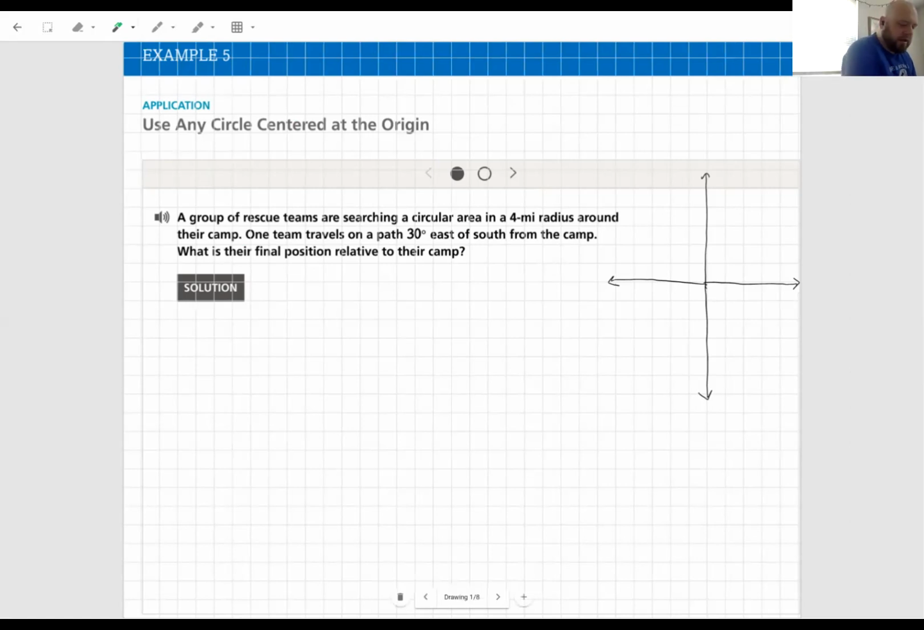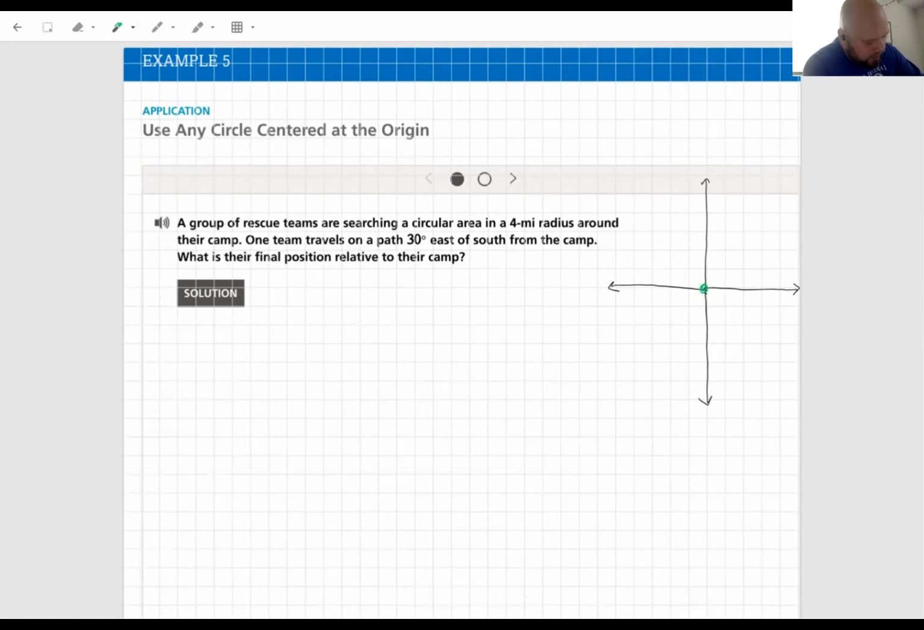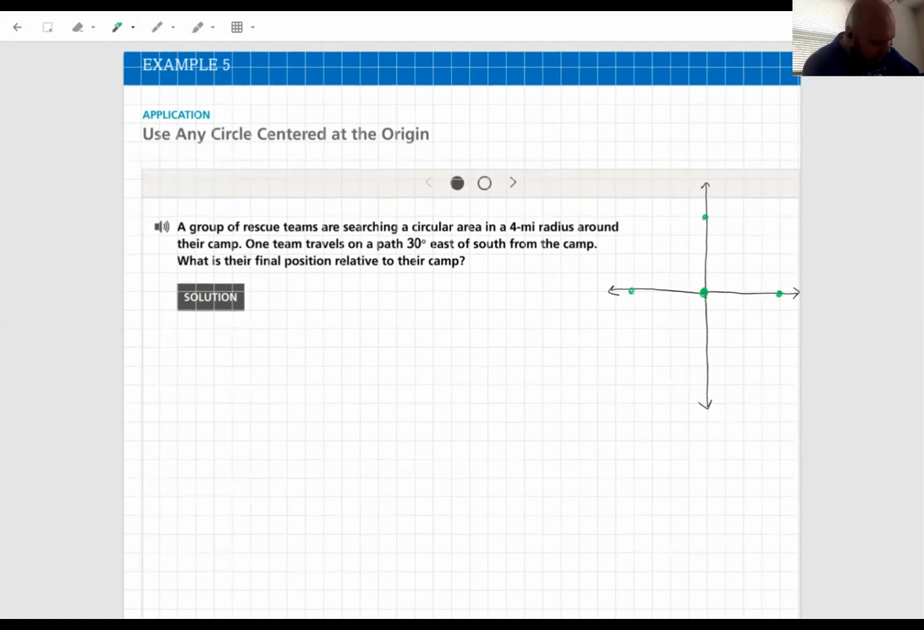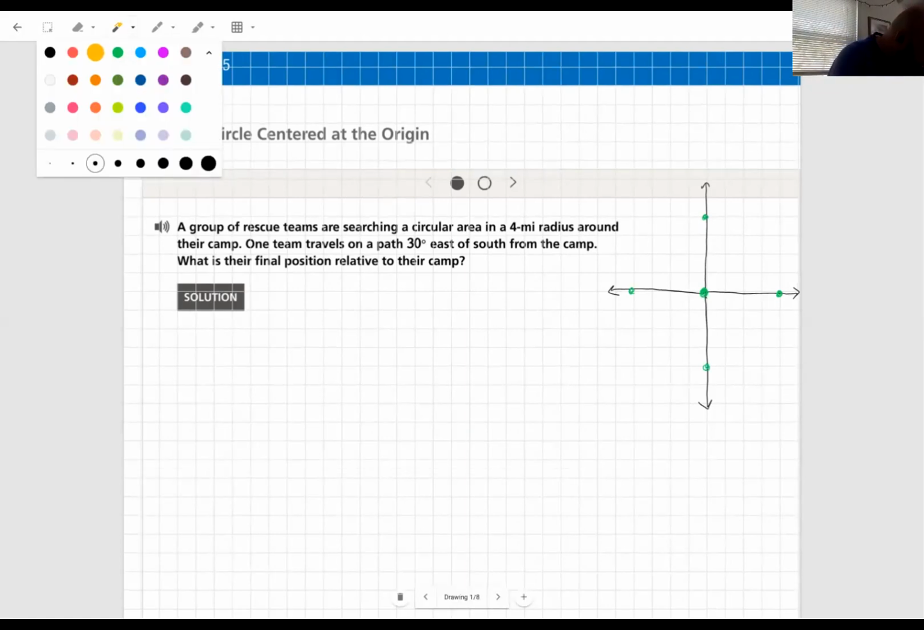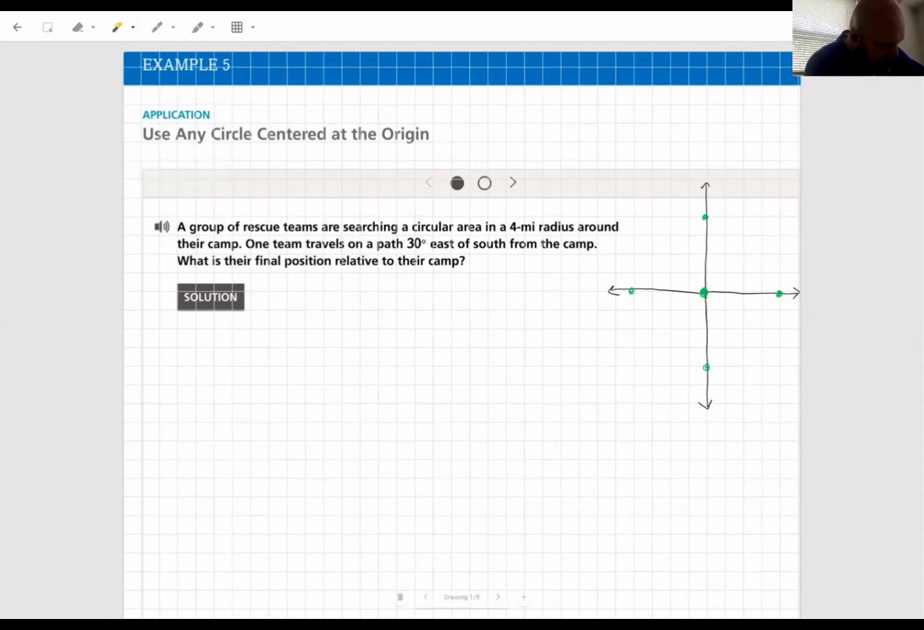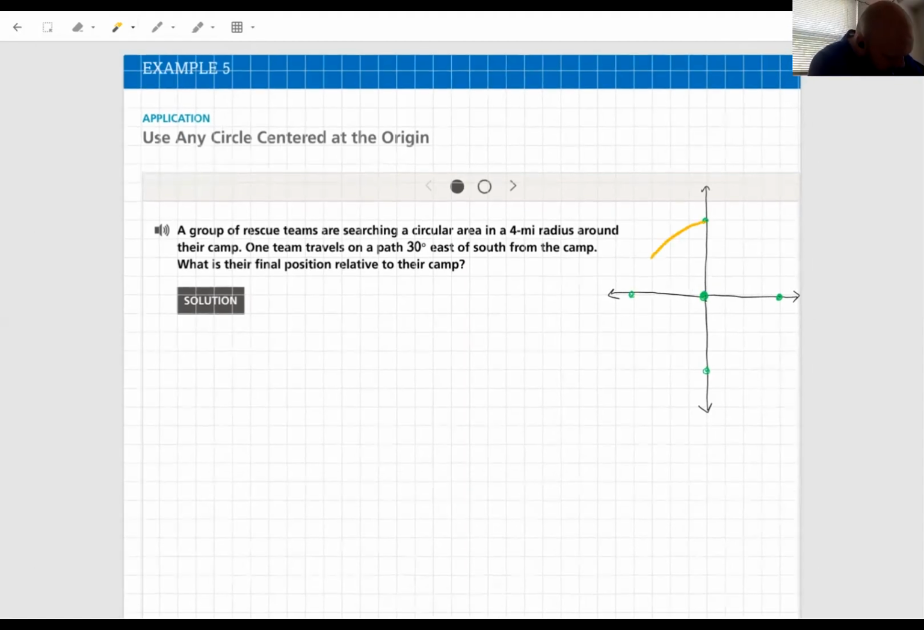We're going to make each block count for 1 unit. So if this is their camp right here at the center, there's 4 miles out to the right, 4 miles up, 4 miles left, 4 miles down. And I'm going to attempt to connect that and make a pretty circle. It's not going to be very pretty, but I'm going to try. I'm going to fix second and third quadrant.